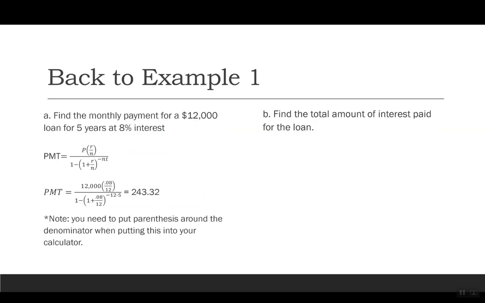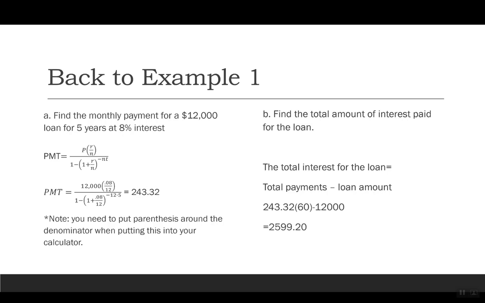All right, so let's go back to our example. So either way we did it, we got $243.32 as our monthly payment. So my second question was find the total amount of interest paid for the loan. So to get the total amount of interest for the loan, I need to figure out, well, how much did I pay in total for the loan? So I'm going to take my total payments and subtract my loan amount. So my total payments is the $243.32 that we paid every month for 60 months, and then we have $12,000 that we paid for the loan. So when I subtract these, I get $2,599.20.